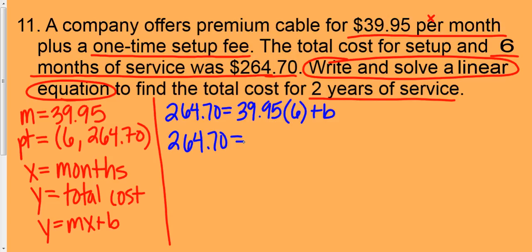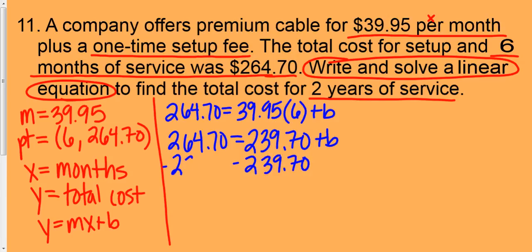Oops, it probably would help if I type this in right. And here we go. We have $239.70 plus b. We're going to subtract that from both sides, and we have b equaling $25. Okay, and so that's all I had for my work, unfortunately.